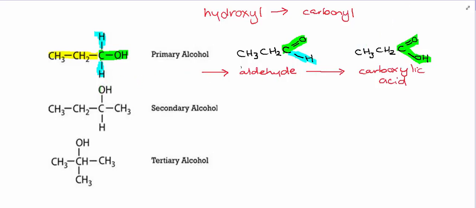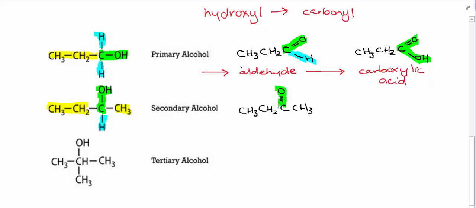Now if we have a look at our second example, this is a secondary alcohol, so we've got our hydroxyl group there. We can see that we have an alkyl group on the left of the carbon and on the right, leaving one hydrogen on that central carbon. So it's the same process for this first step. The oxidation of the hydroxyl group is going to give us a carbonyl.